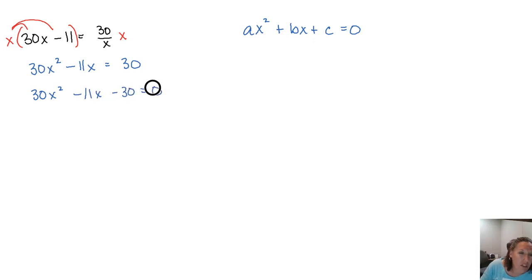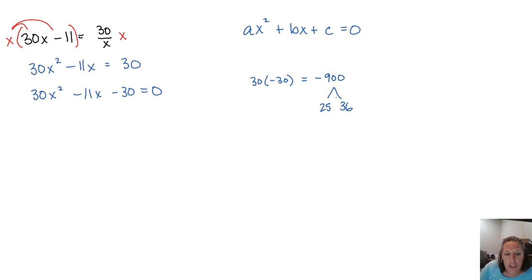All right, here we're looking for factors of 30 times negative 30. Well, 30 times negative 30 is negative 900. Factors of negative 900 that add to a negative 11 are going to be, let's see, 25 and 36.